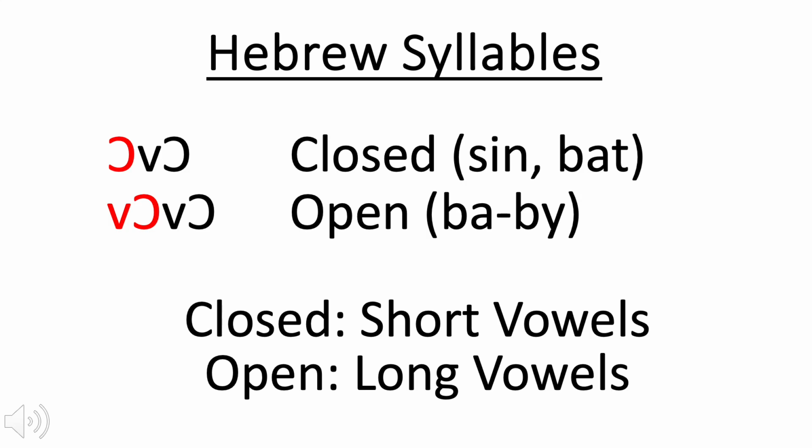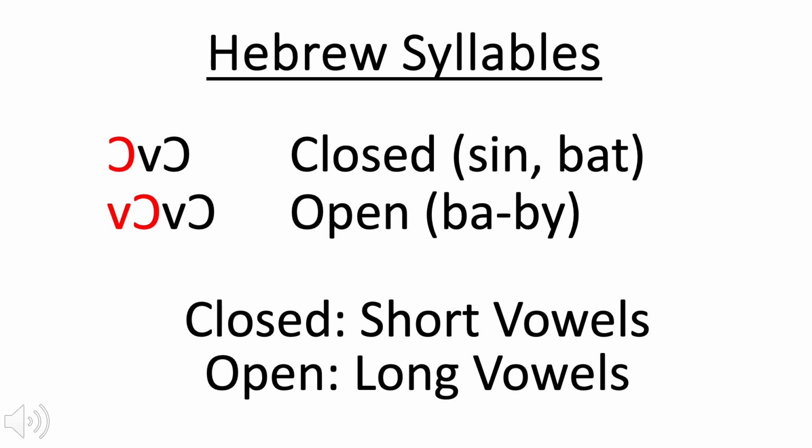One of the basic rules related to Hebrew syllables and vowels is that short vowels prefer closed syllables. Long vowels prefer open syllables. The same is actually true in English. We have closed syllables that take short vowels, such as sin and bat. When we talk about closed syllables, what we mean is that we start with a consonant, we have a vowel, we close with a consonant.